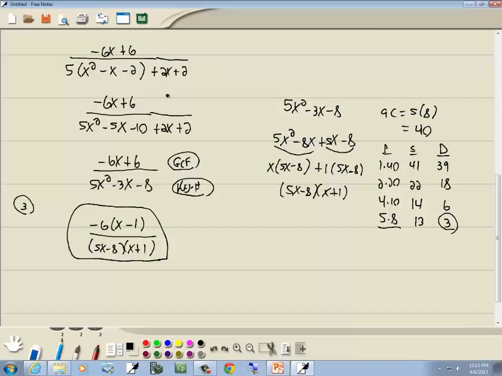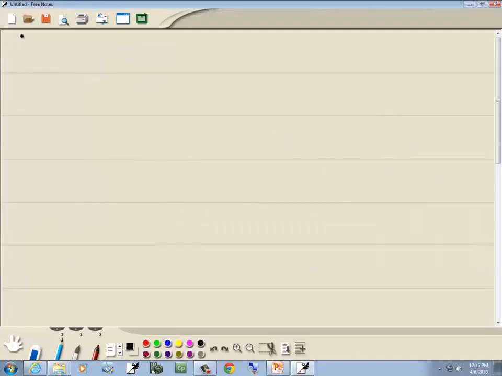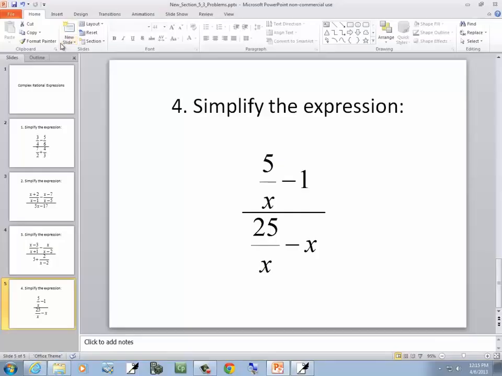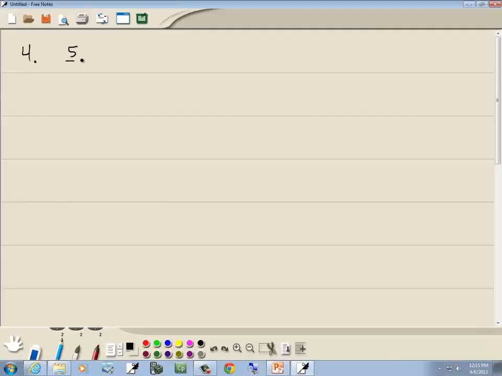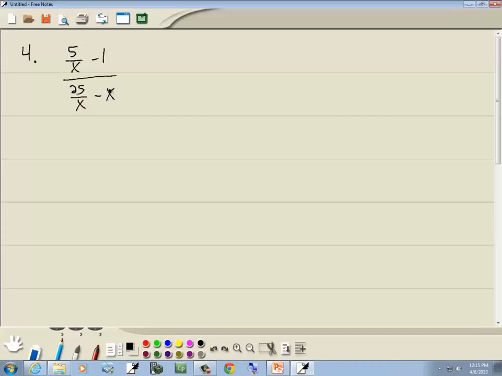And let's look at our last problem. Got 5 over x minus 1 over 25 over x minus x. Step 1. Factor all our inner denominators. Well, we got 2 inner denominators. We got this x and this x. Nothing to factor.